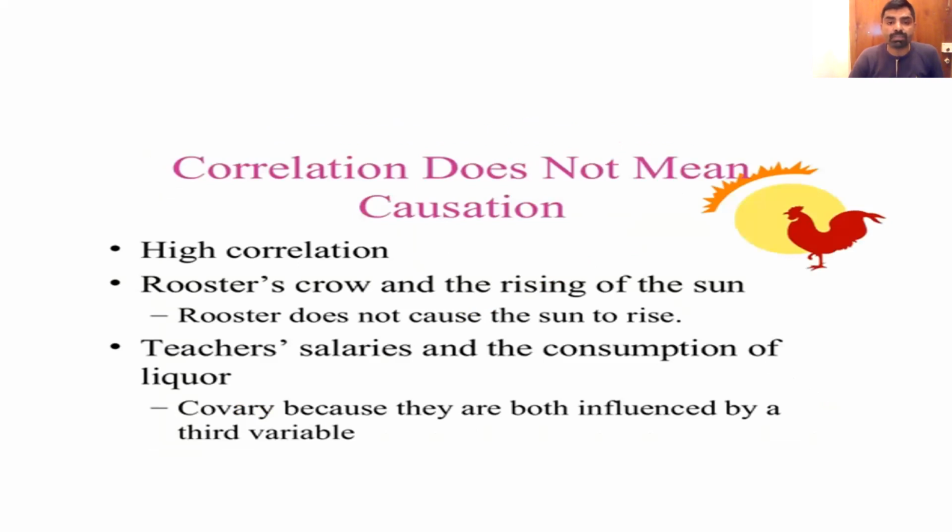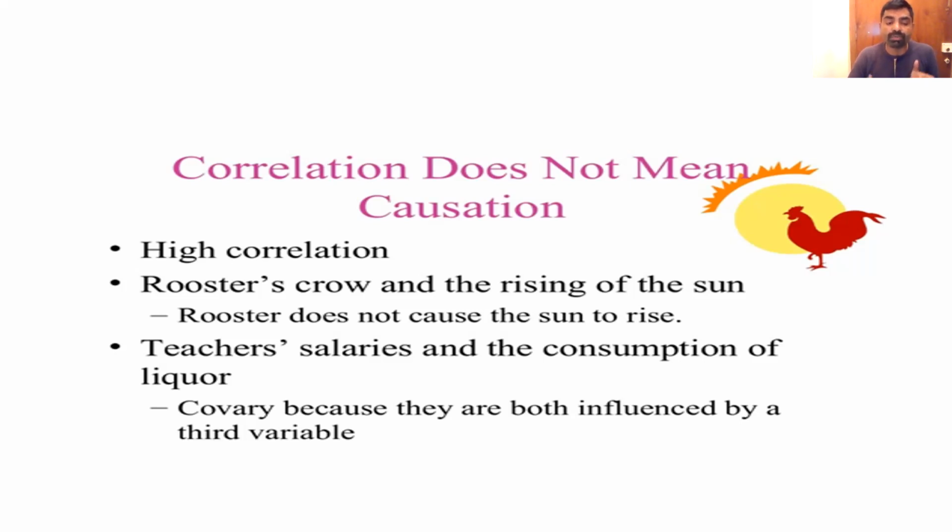Correlation doesn't mean causation. It means high correlation, but it doesn't mean that there is a cause for it, or a cause and effect relationship. Example: rooster's crow and the rising of the sun. The rooster does not cause the sun to rise.